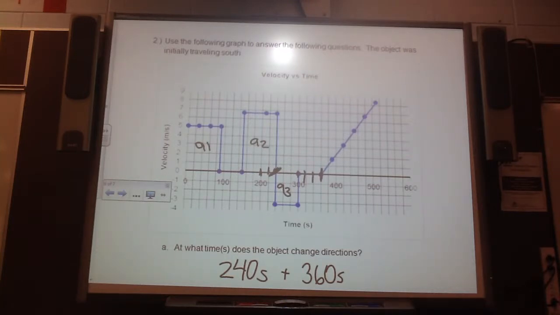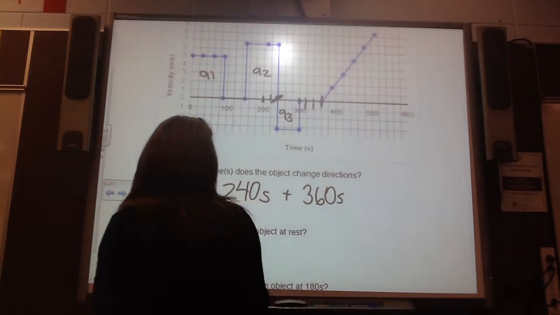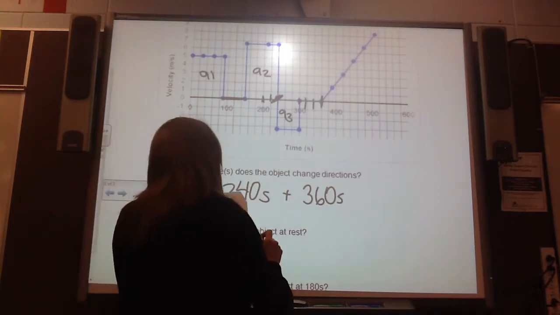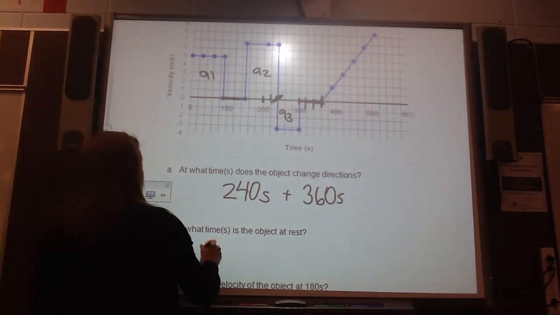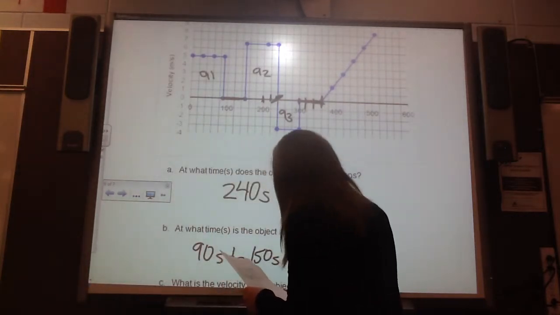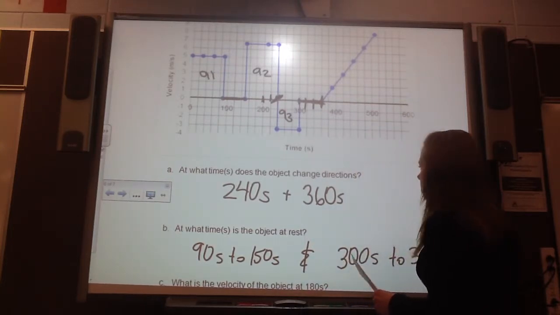How do I tell if something is at rest on a velocity time graph? If you can't remember, you can go to the front. Object at rest when graph is on the x-axis. So when am I on the x-axis? From here to here, and here to here. I can say from 90 seconds to 150 seconds, and from 300 seconds to 360 seconds.